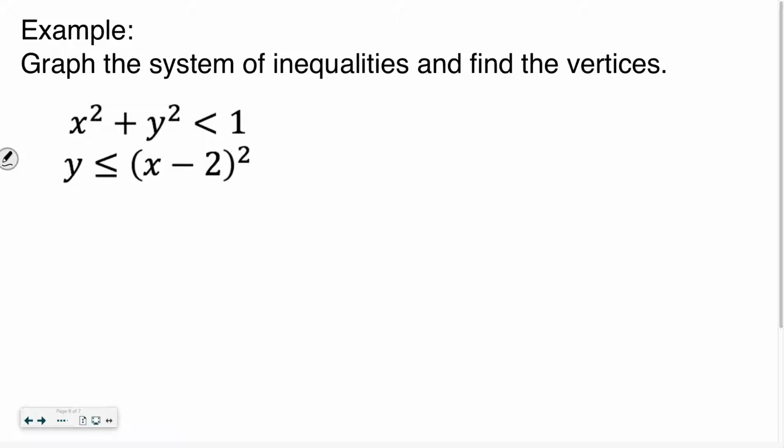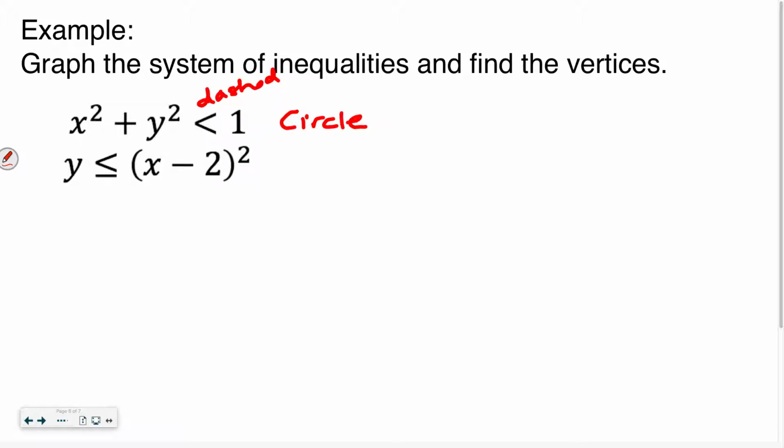Okay, as you're writing these down, x squared plus y squared is less than 1. Does anybody know what shape that is when you have an x squared and a y squared, Sierra? That is a circle. So we're going to look at graphing a circle. And I'm going to make a little side note to myself. This circle is going to be dashed.